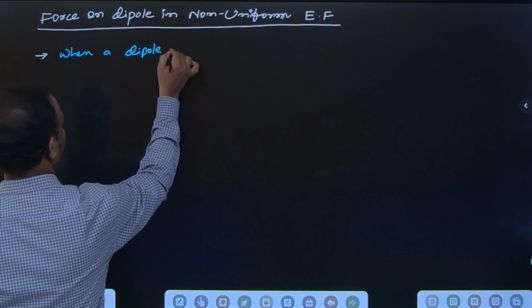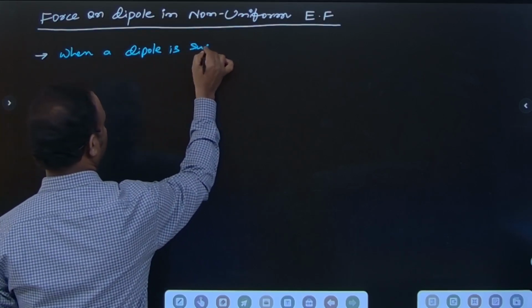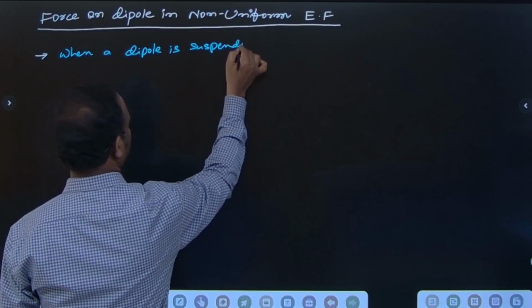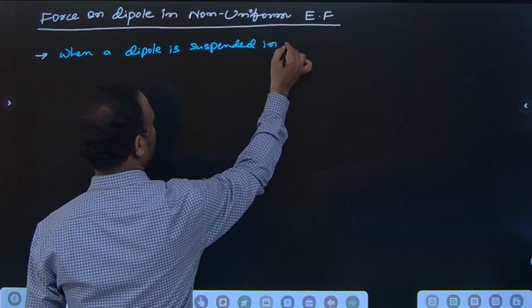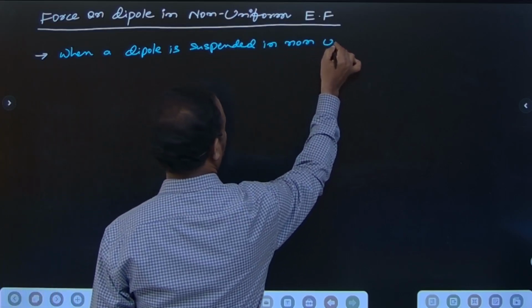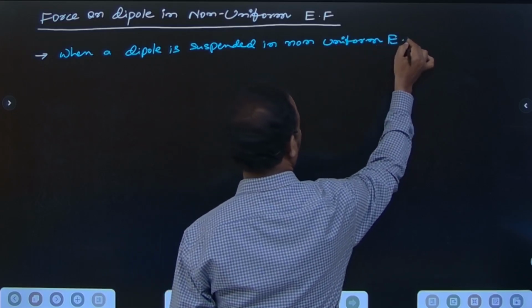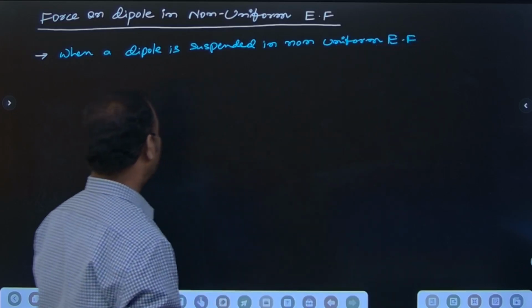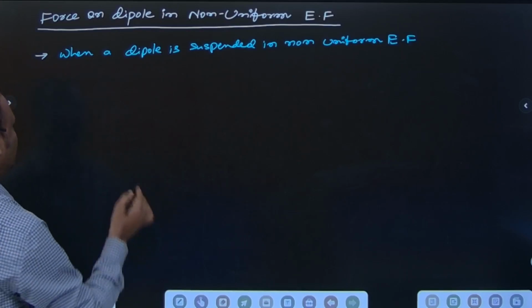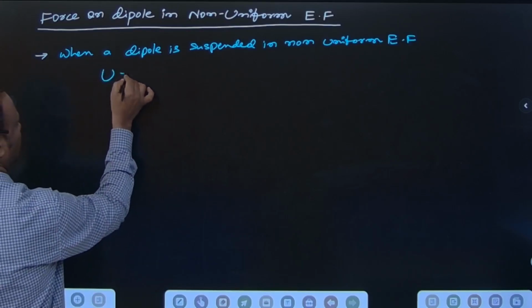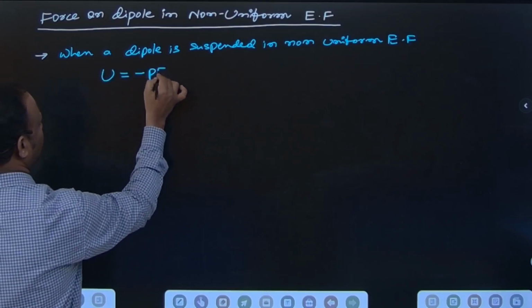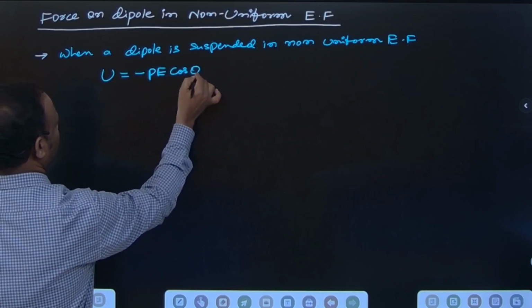So first, when a dipole is suspended in a non-uniform electric field, what is the net force? First I need to discuss potential energy. U is equal to minus PE cos theta.